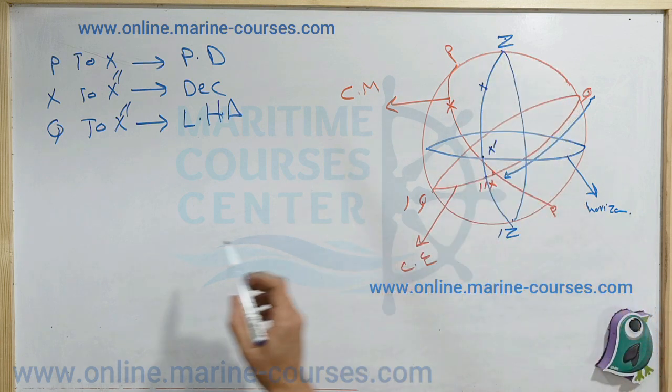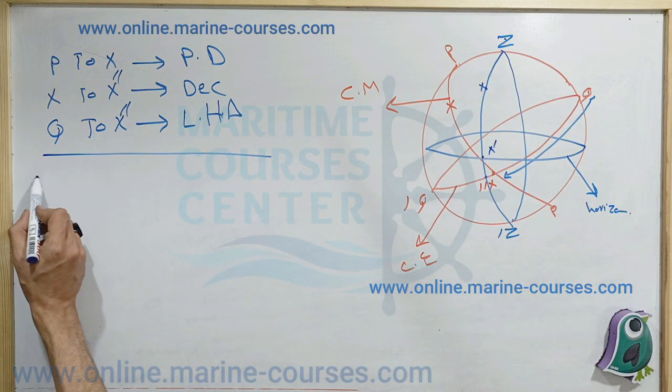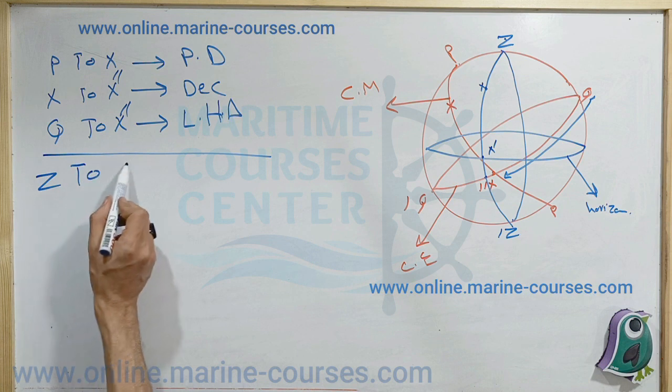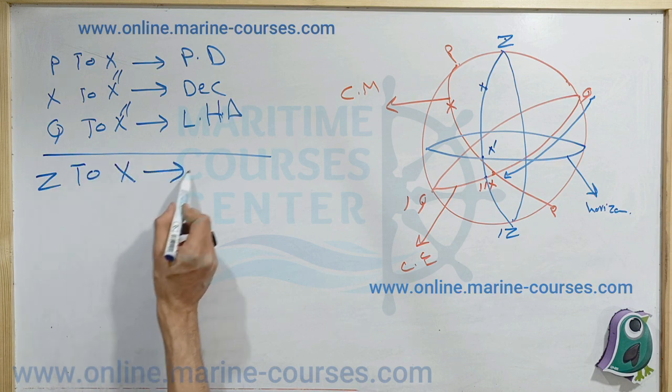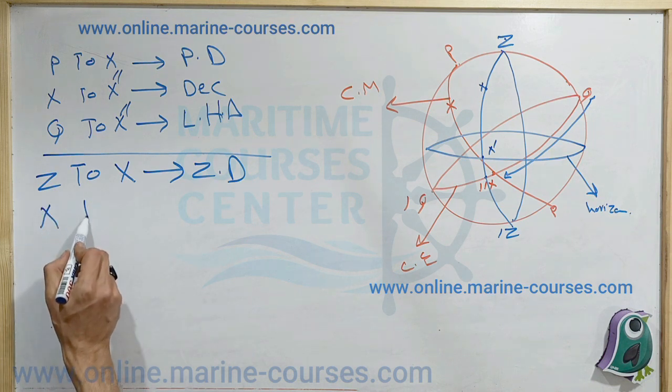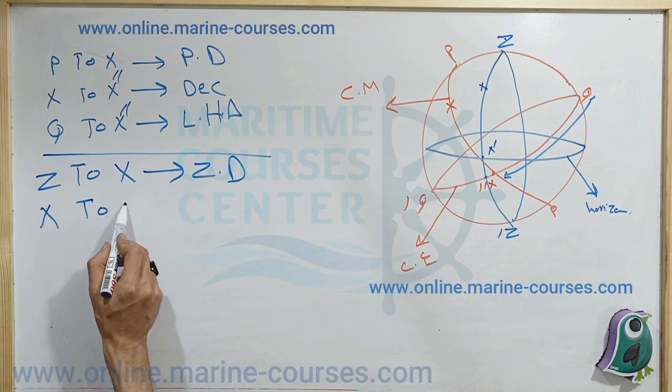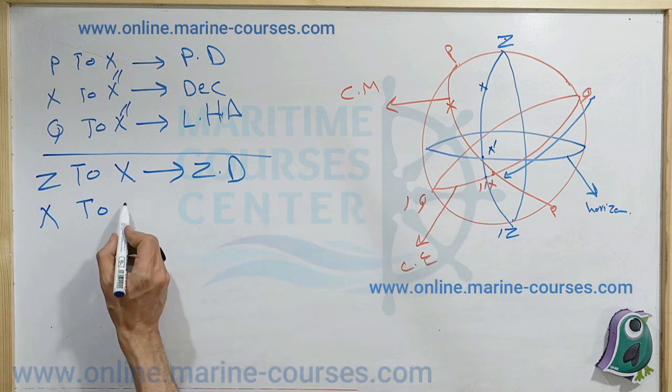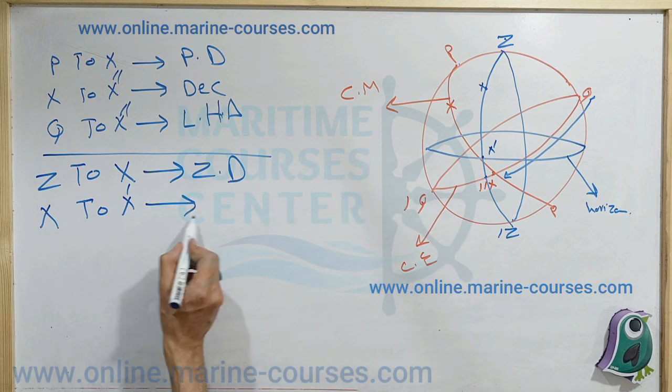So from Z to X, that's called zenith distance. And from X to the horizon, from X to X dash, that means altitude.